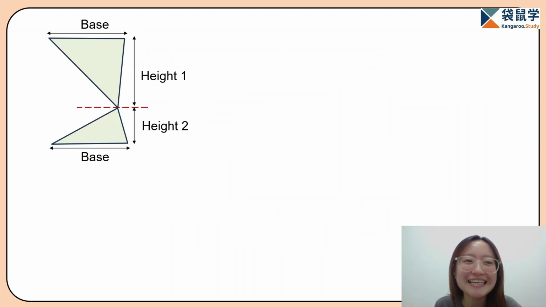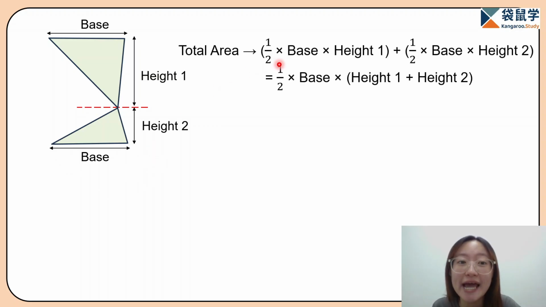Come, let's prove this. These 2 triangles have the same base but different heights. If we want to find the total area of the 2, we can add their individual areas, the triangle on top and the triangle below. We notice that both will have the same factor of half times base, here and here. We can take this common factor out and just multiply with the height 1 plus height 2, or the sum of heights. So we can just find the total area with the sum of heights. Isn't that great?